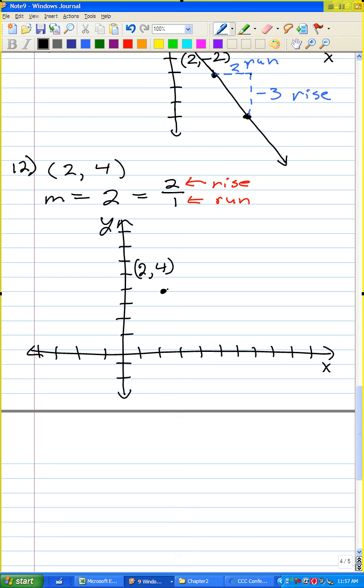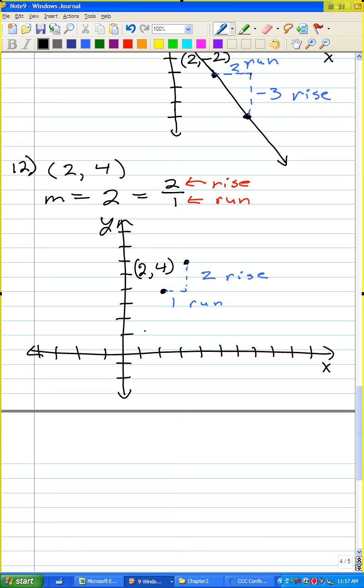And now I'm going to go 1 in the x. So I have a run of 1, and I have a rise of 2. And that gets me to another point on the line.